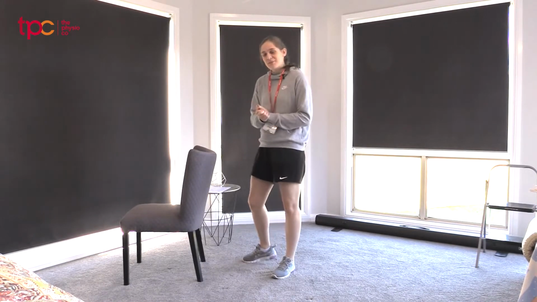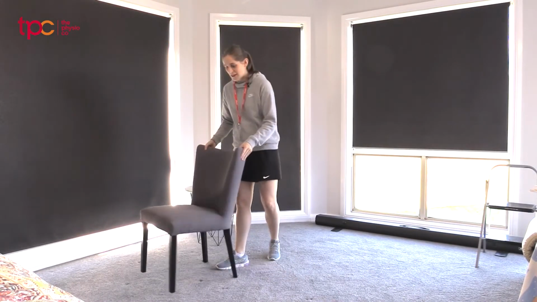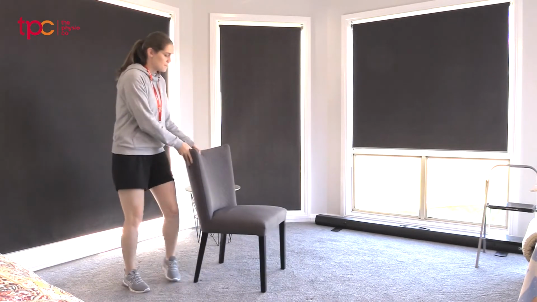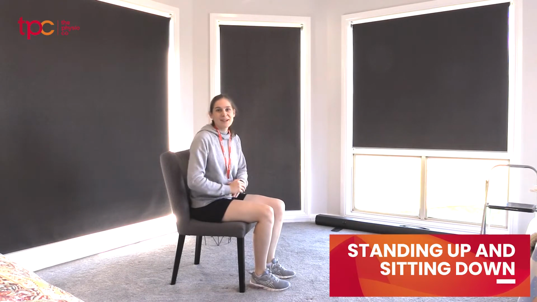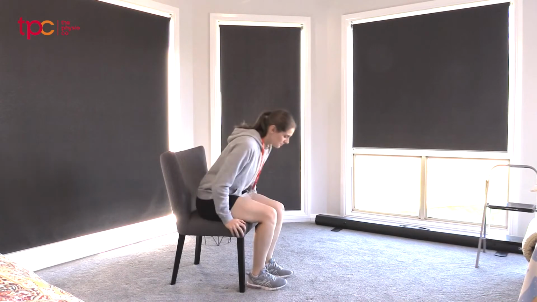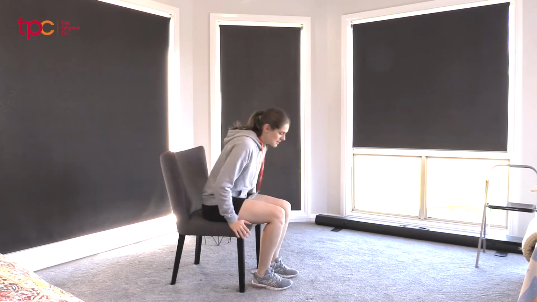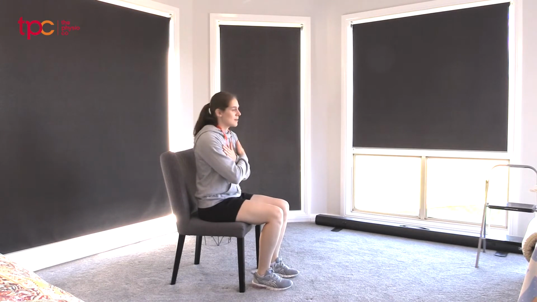Okay, well done. For this next exercise, you'll need a chair. This is a really functional one, especially for those day-to-day tasks and times where you're getting up out of a chair. It's also a really good exercise to strengthen your whole lower limb because it involves the muscles in your hips, in your thighs, in your calves and your ankles. This is standing up from a chair and then sitting back down. Really straightforward, but very functional and very helpful. Again, you can do this with some upper limb support if you need some help to push off, or for a bit more of a challenge, you can cross your arms over.